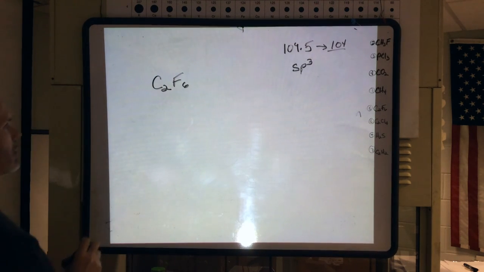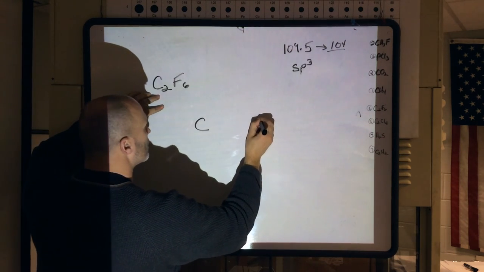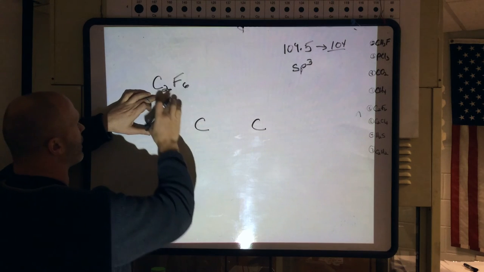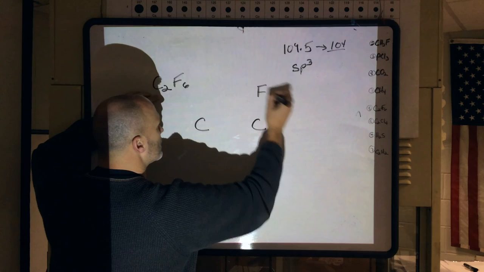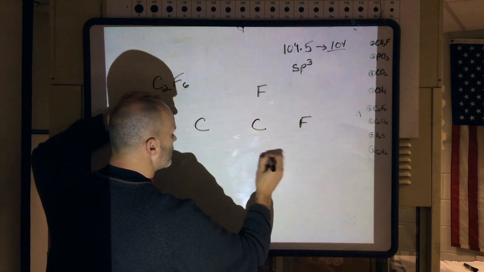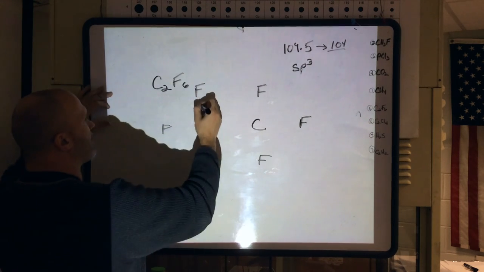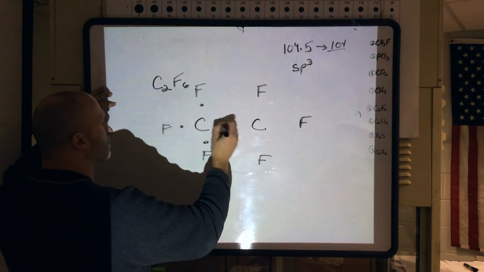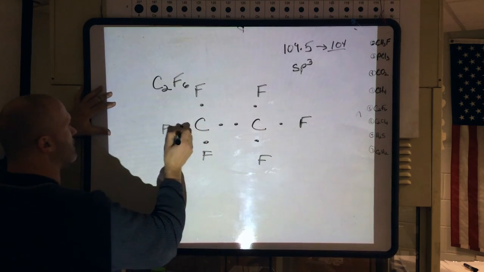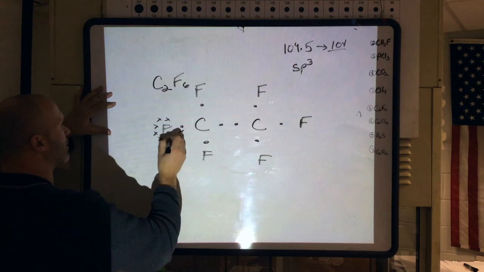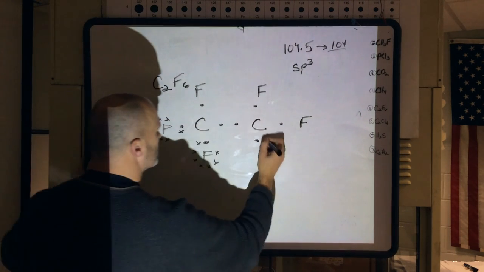All right, C2F6. So I have 2 carbons. I know they're put together; in organic chemistry, you learn that. And if I have 2 carbons, I have 6 Fs. Put them around. And if you put the valence electrons, you can see each carbon has 1 bond. And then you put the valence electrons for the fluorine, and you get this idea here, okay?